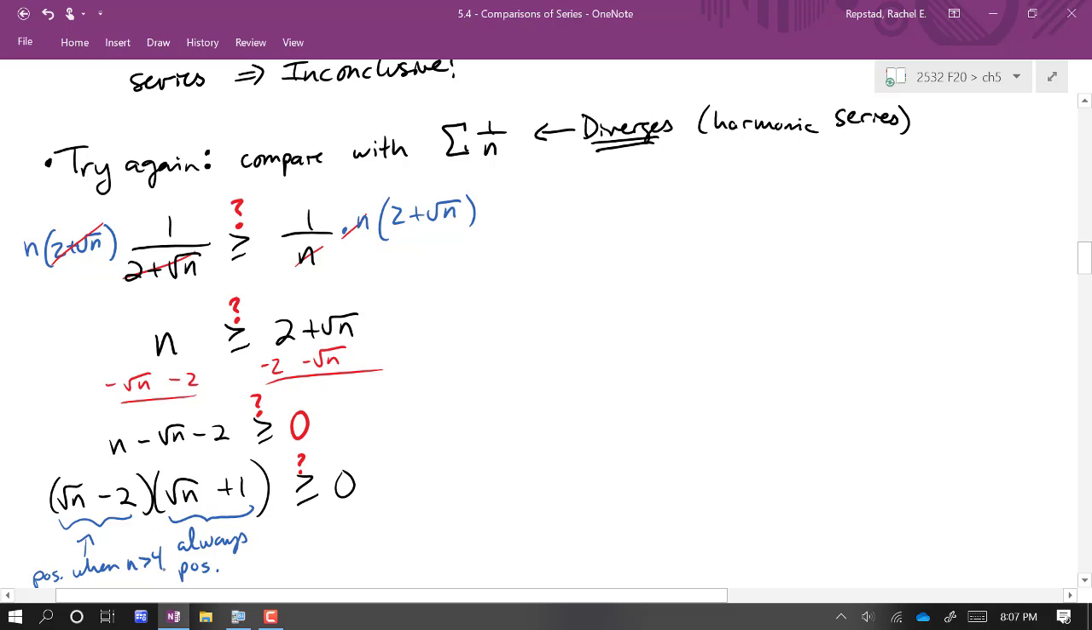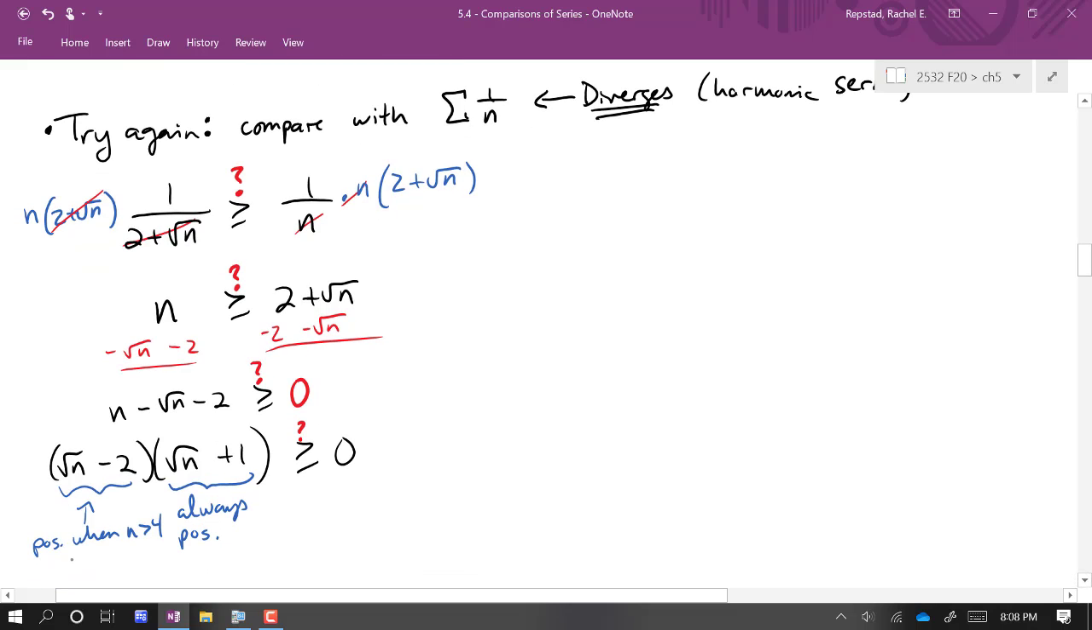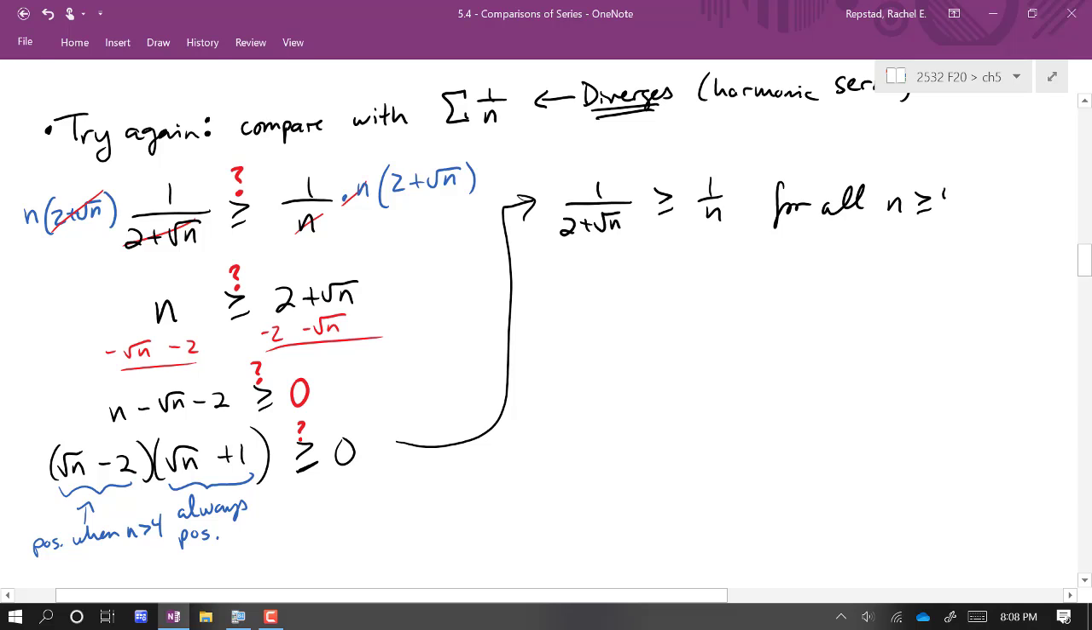And it stays positive, right? As long as n is bigger than 4, that's positive. So that means that this inequality holds as long as n is greater than 4. And in fact, I would say the inequality or equal to always holds when n is at least as big as 4, greater than or equal to 4. So this fraction, 1 over 2 plus root n, is greater than or equal to 1 over n for all values of n that are at least as big as 4.